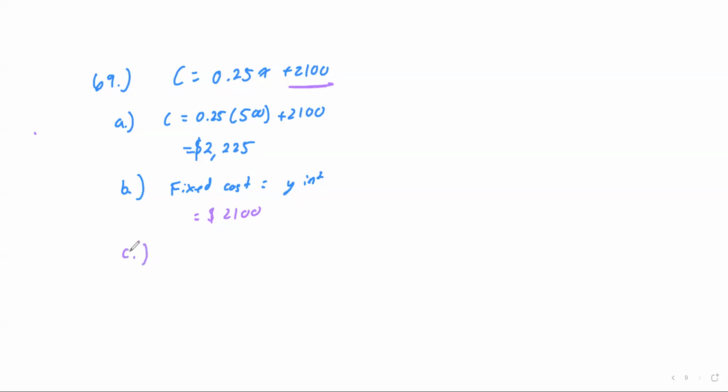Let's look at C. It says, what is the increase in cost for each bottle? So when it's looking for the increase or decrease, any of those type of words, that's going to be your slope. So in this case, your increase would be slope. And in this case, that would be 25 cents. And that's it. So you had to do a little math and then just pull information regarding a real life situation.